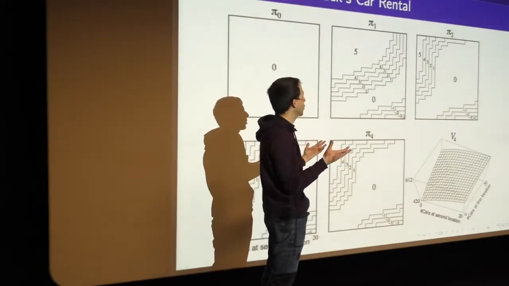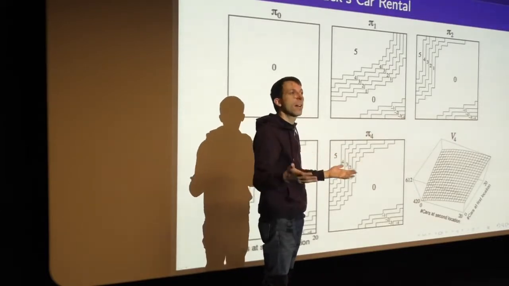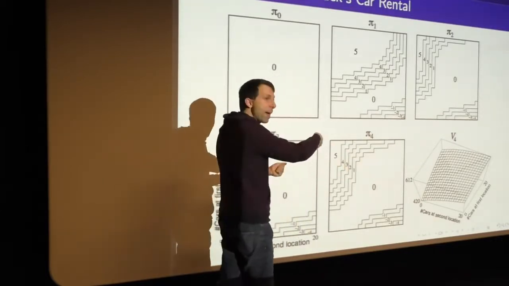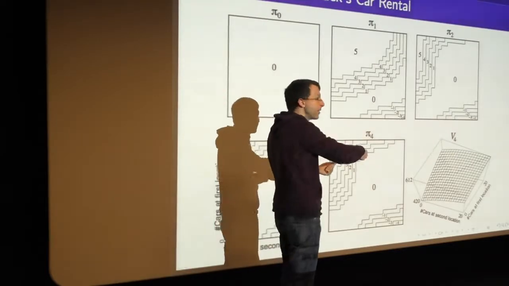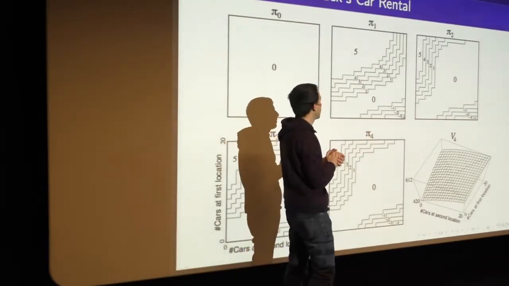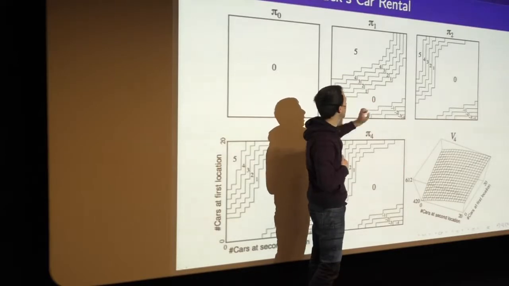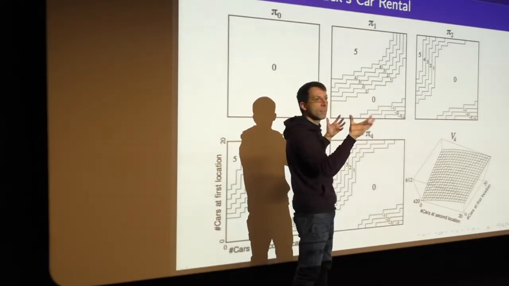We basically pick the action which, according to my current value function, looks best. So I do a one-step look ahead, take the action which looks best according to my current value function, and that gives me a new policy. And we see that immediately after one iteration we gain some information.